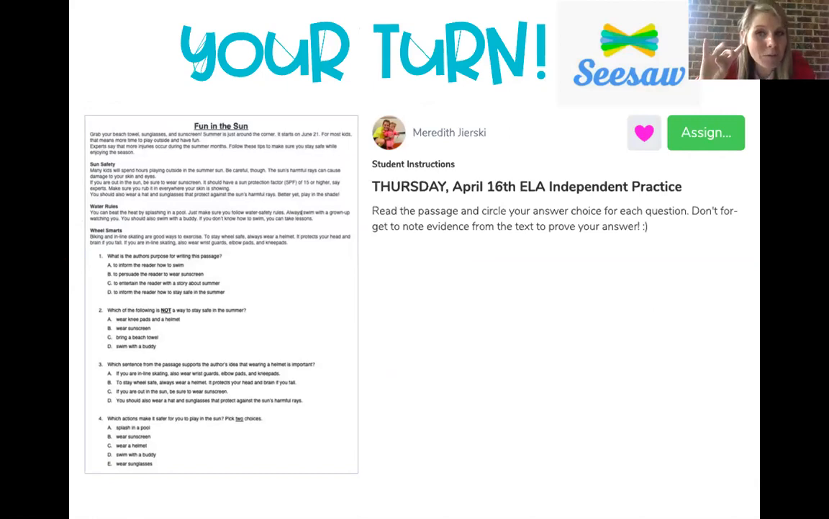Be careful, number 4 might be a pick 2, and you're just going to read the passage and circle A, B, C, or D, and don't forget to go back and note evidence from the text to prove your answer, okay? You guys did a wonderful job today.